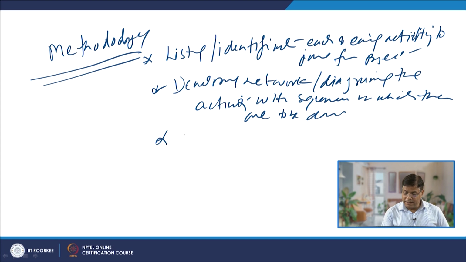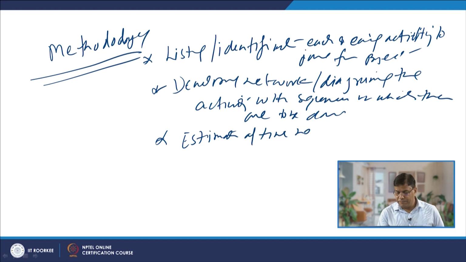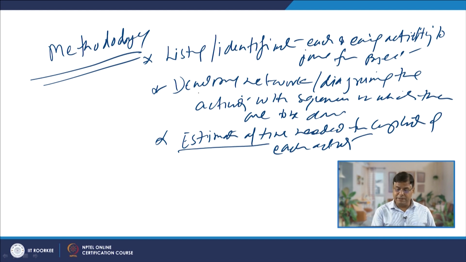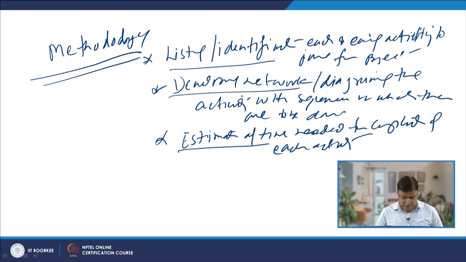And then develop an estimate, either a very specific value or a rough estimate, of the time needed for completion of each activity. So, this is another step: estimation of the time for each activity, developing the network or diagrams showing the sequence of activities, and identification of the various activities that are needed for completion of the project.